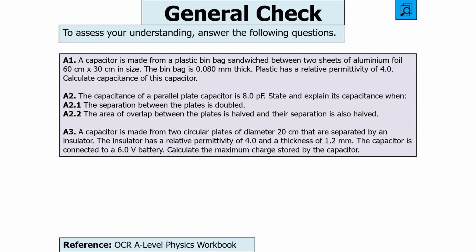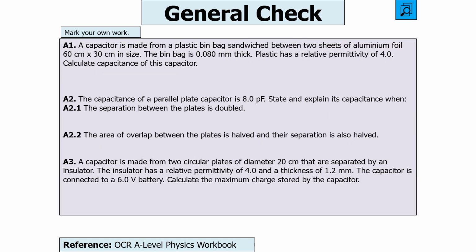Then the capacitance of a parallel plate capacitor is 8 picofarads. State and explain the capacitance when the separation between the plates is doubled, then when the area of overlap between the plates is halved, and then when their separation is also halved. Then a capacitor is made from two circular plates of diameter 20 centimetres that are separated by an insulator. The insulator has a relative permittivity of 4.0 and a thickness of 1.2 millimetres. The capacitor is connected to a 6 volt battery. Calculate the maximum charge stored by the capacitor. So pause the video now, then unpause the video when you want to go through your answer. Right, so in this one you've got to use the parallel plate capacitor equation.